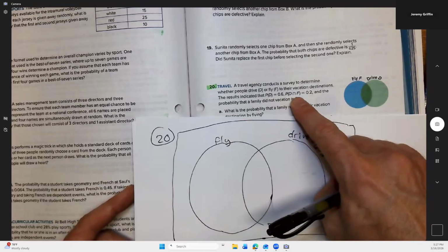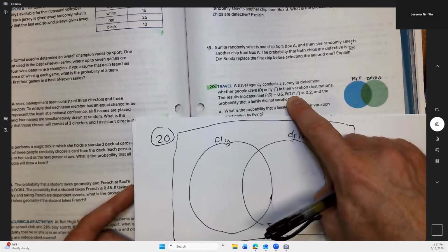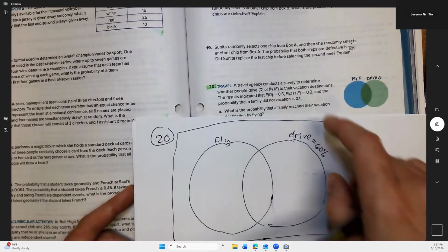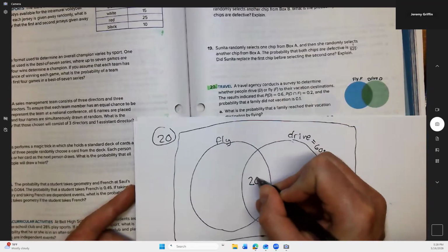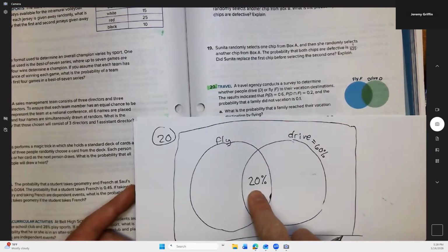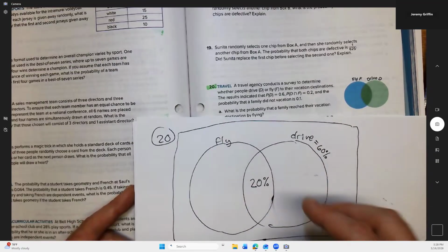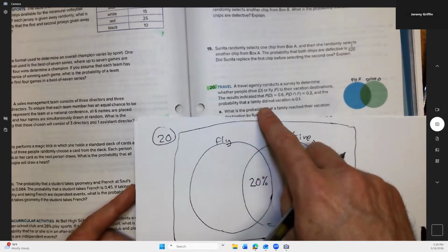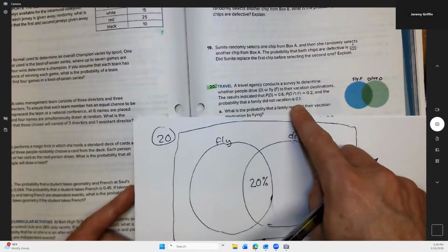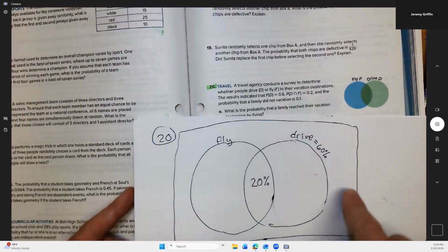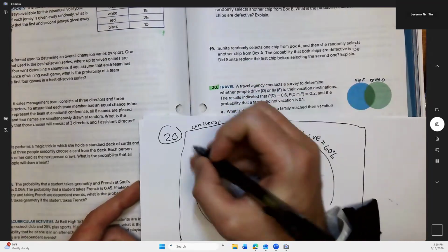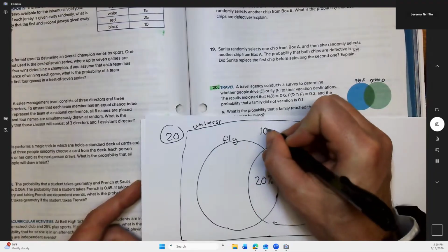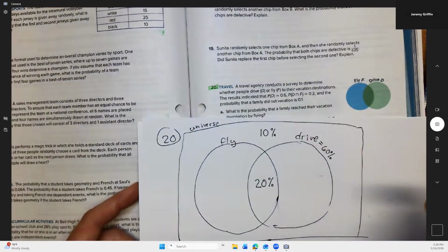So, probability of driving and flying. You guys see that upside down U looking symbol? That's an intersection. That means you have both. It says 0.2. I'm going to interpret that as 20%, and that goes in this wedge right here. So 20% of all vacationers did both flying and driving. And the probability the family did not vacation at all is 0.1, which is 10%. That goes in this wider universe, so I'll put universe out here, and I'll put 10%.